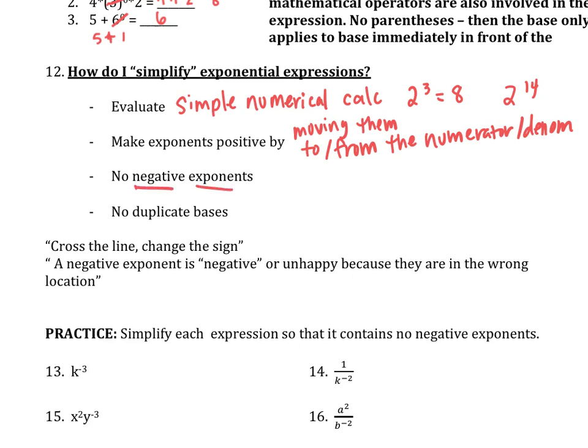You cannot have duplicate bases. So you can't have like 4 to the third over 4 to the 7th. We'll learn how to simplify something like that. But the base of 4 shouldn't be repeated.